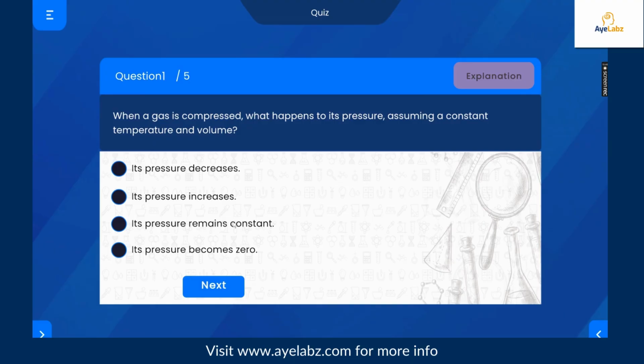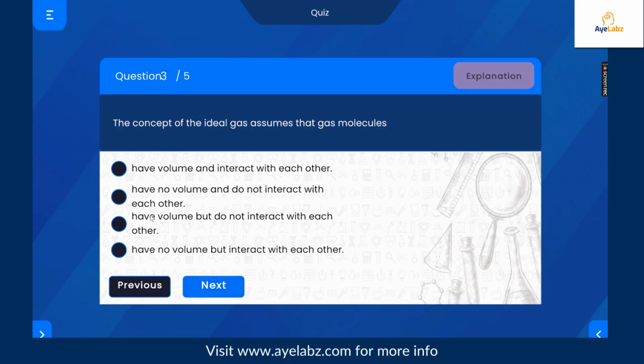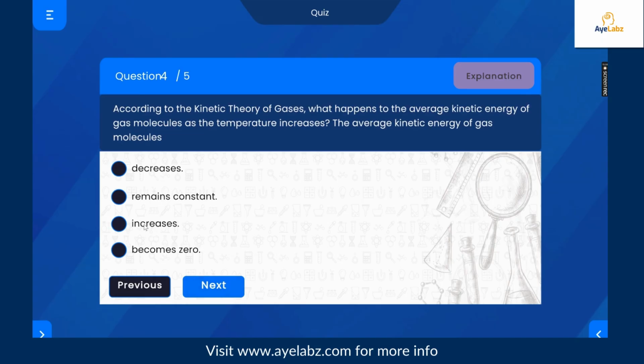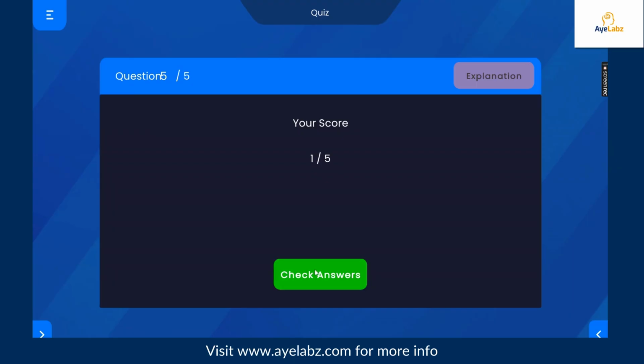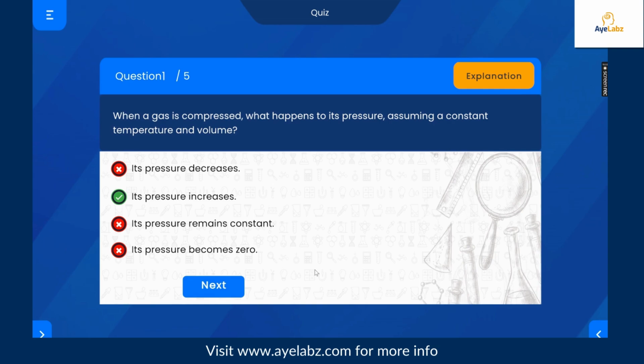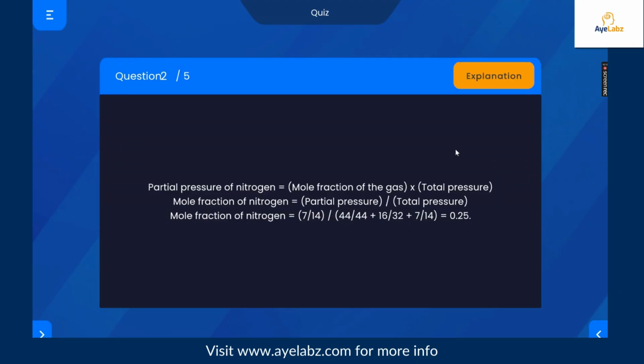Here we have a set of 5 questions. After attempting all 5 questions, you can click on the submit button at the end to check the score and the correct answers. I'm checking the correct answer by clicking on the check answer button. Also, you can click on this explanation button to view the solution or the explanation part of the question.